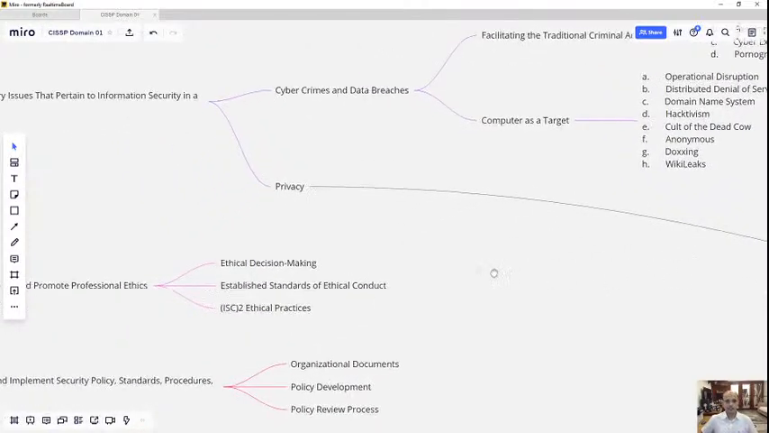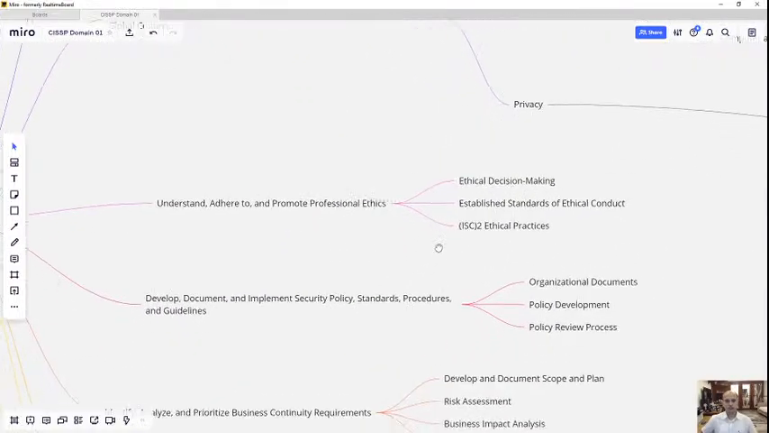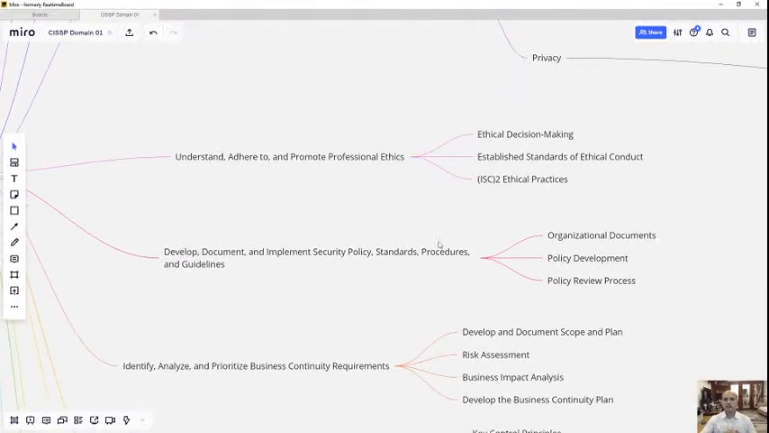Then in privacy we have some takeaways. Okay, I will take that later on. First I'm focusing on these only. Then understand, adhere to and promote professional ethics. In this we have three: ethical decision making, how to make an ethical decision, then established standards of ethical conduct, and finally ISC2 ethical practices. Within this itself we have further subtopics which I have not added here because of the limited space in the video sections, but I have given a detailed one in the final mind map.